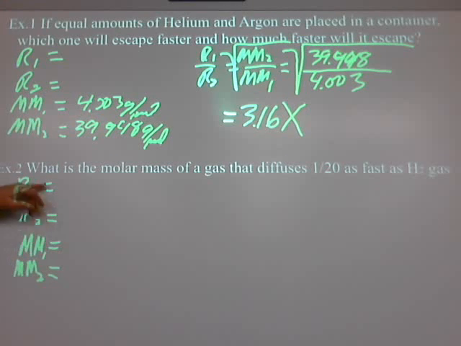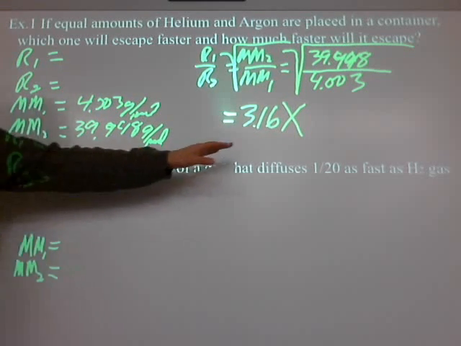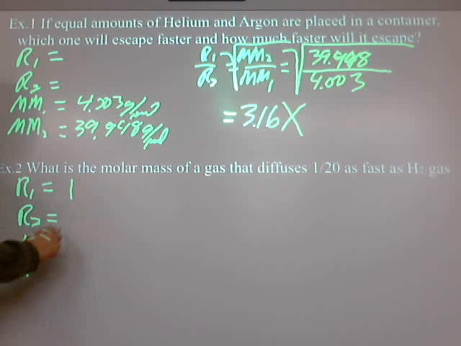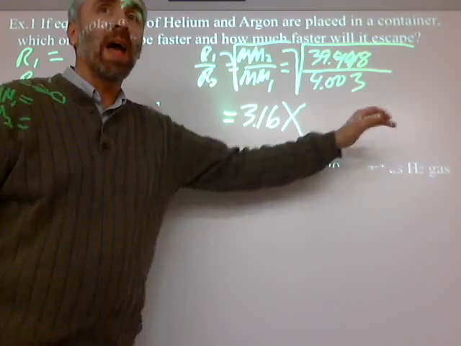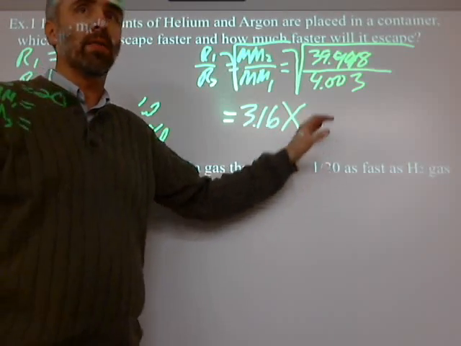So let's plug this guy in. What do we know? Do we know the rate of 1? Well, it's 1/20th as fast as hydrogen gas. So 1 and then 20, right? Those are your 2 rates. Who's the guy that's 20 times faster? And where am I going to put the molar mass of hydrogen? Think about it. If I'm assuming the rate of this guy is 1, and the rate of this guy is 20, the unknown, the guy we're looking for, is only 1/20th as fast as hydrogen.